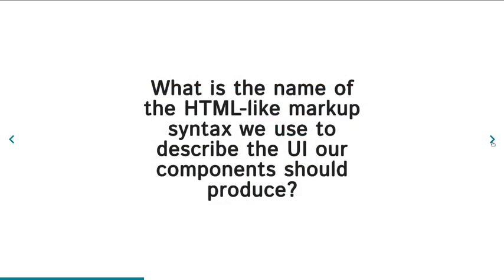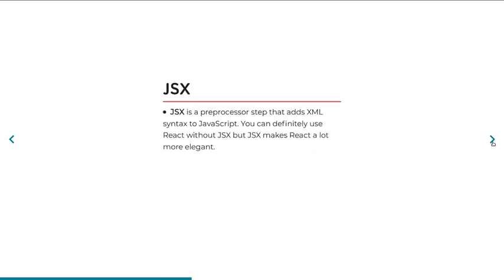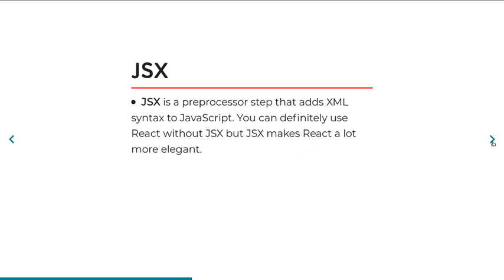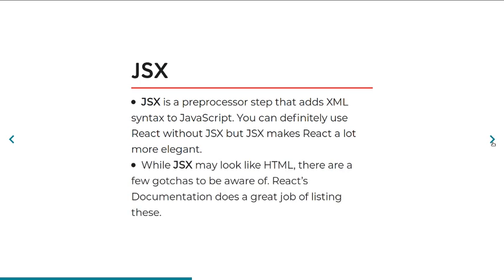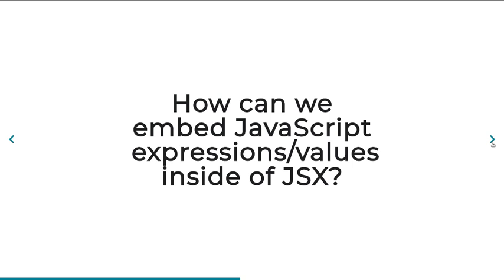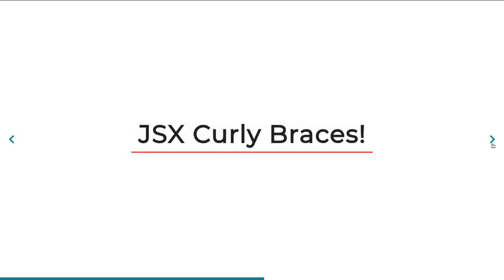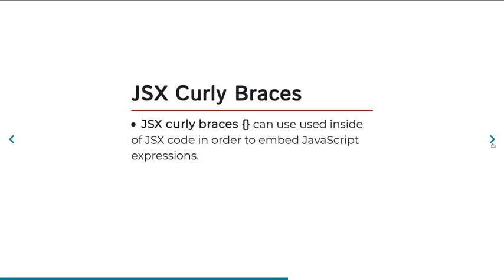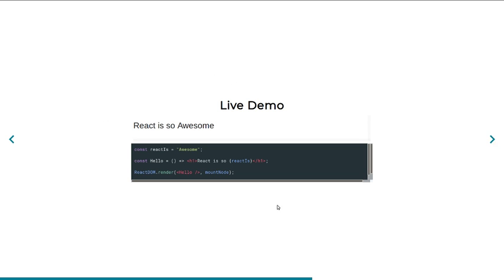What is the name of the HTML-like markup syntax? JSX. JSX is a preprocessor step. It adds an XML-like syntax to your JavaScript that lets you embed HTML into React. HTML-like stuff that gets compiled into JavaScript. It makes it really elegant, right? Here's a live demo. Anyway, how can we embed JavaScript expressions such as values inside of JSX? With curly braces. The JSX curly braces can be used inside of JSX code like template literals to embed expressions and values. Here's another live demo.